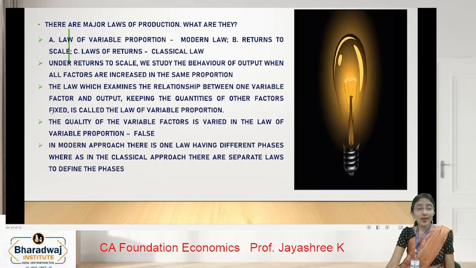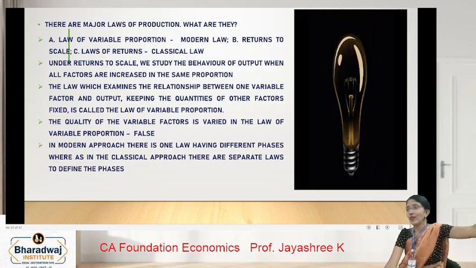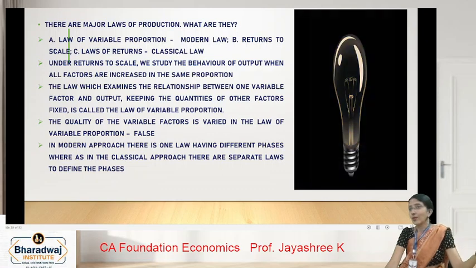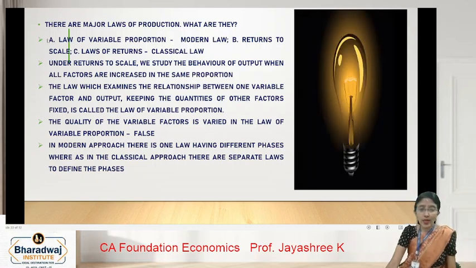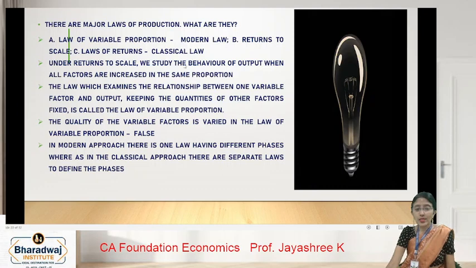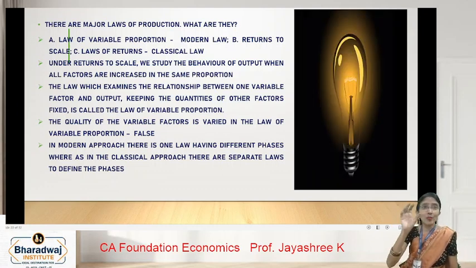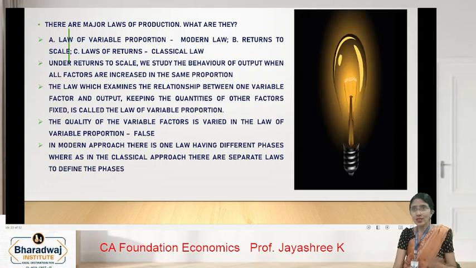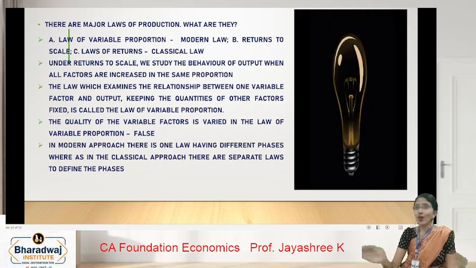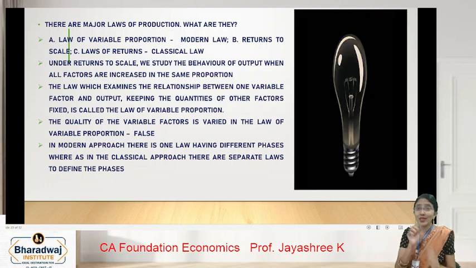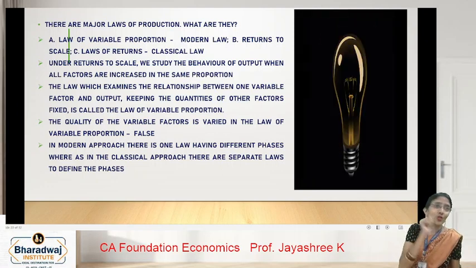Then under returns to scale. See that repeated question, no? Where one factor is variable, one is fixed, all are variable. Like that, they'll question you on that itself. Under returns to scale, we study the behavior of the output when all the factors are increased in the same proportion. That's why the meaning of the term scale here is all inputs put together. This is not the size of the firm. Here it is all the inputs put together. So that is the meaning of the term scale in laws of production.